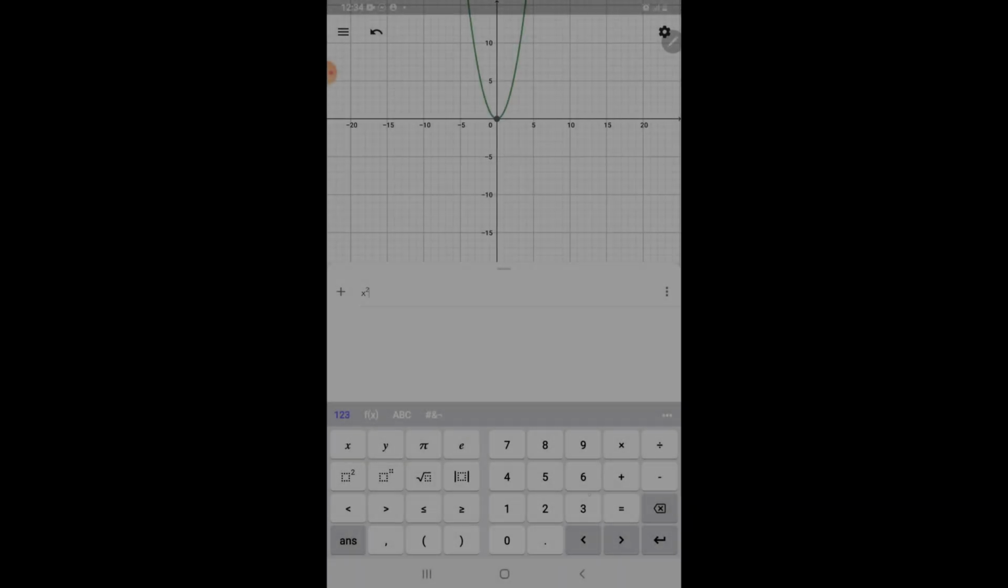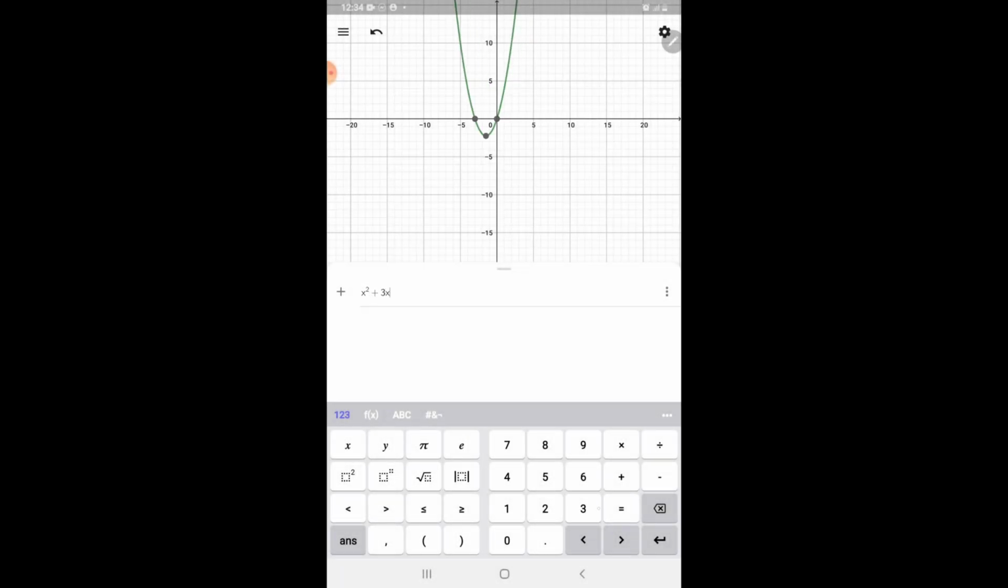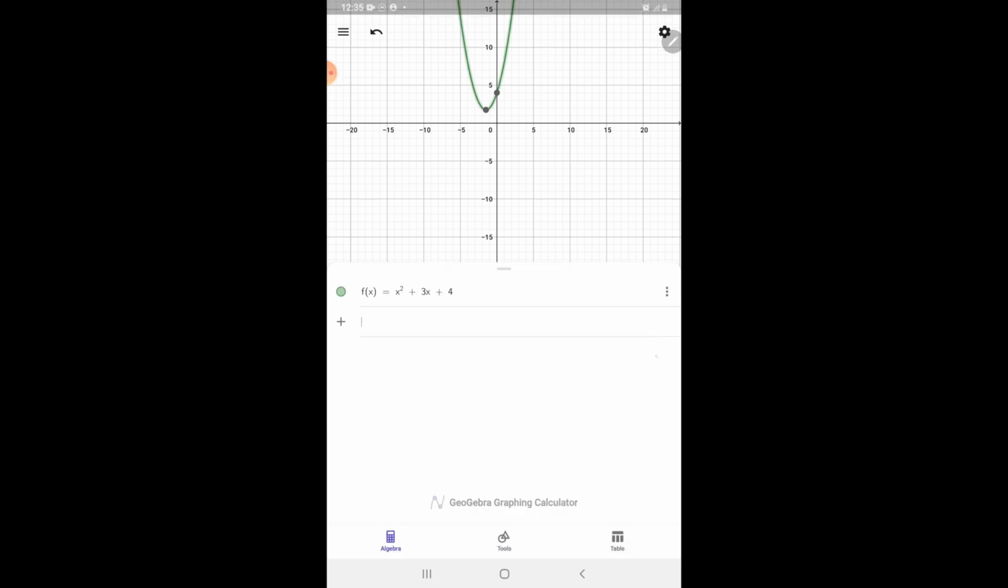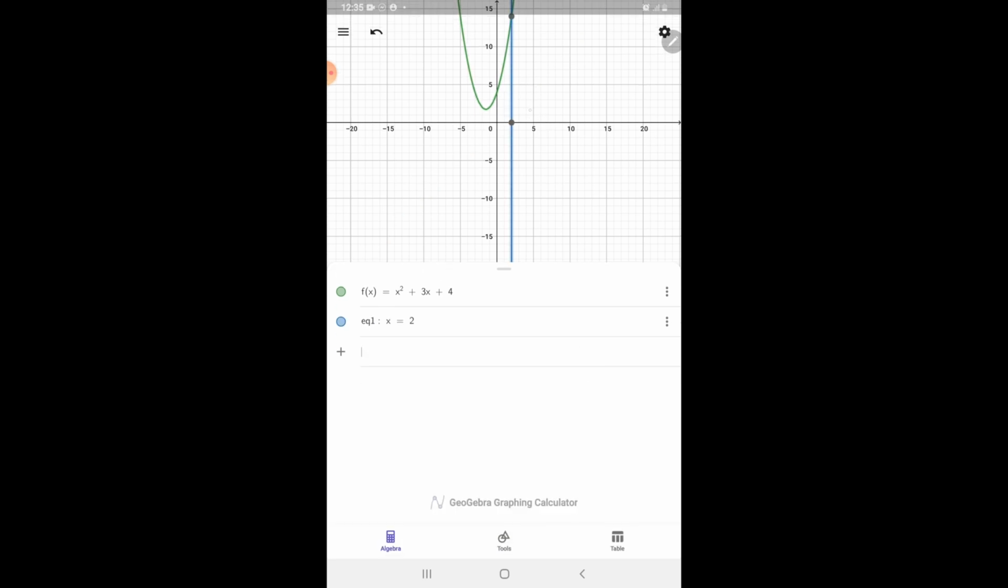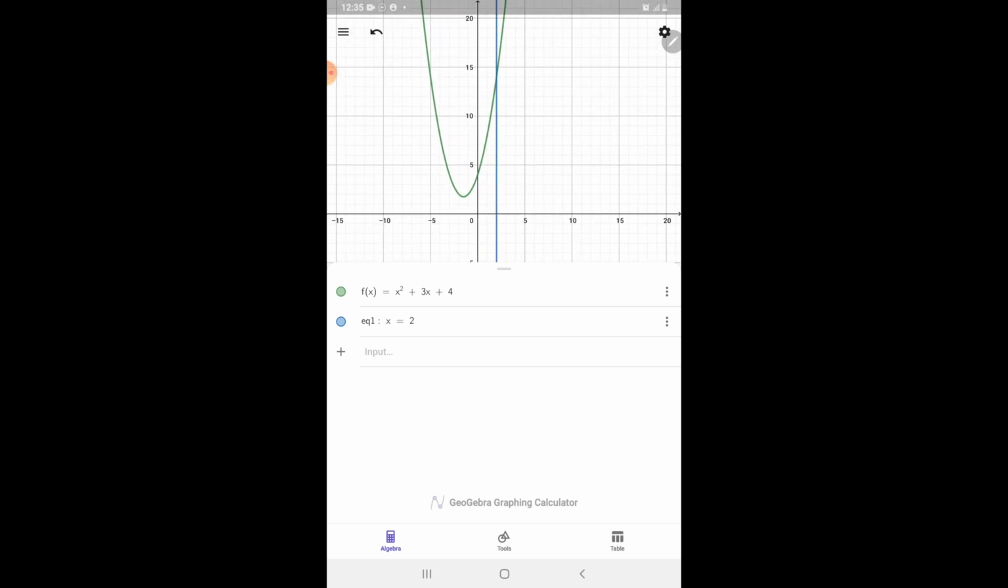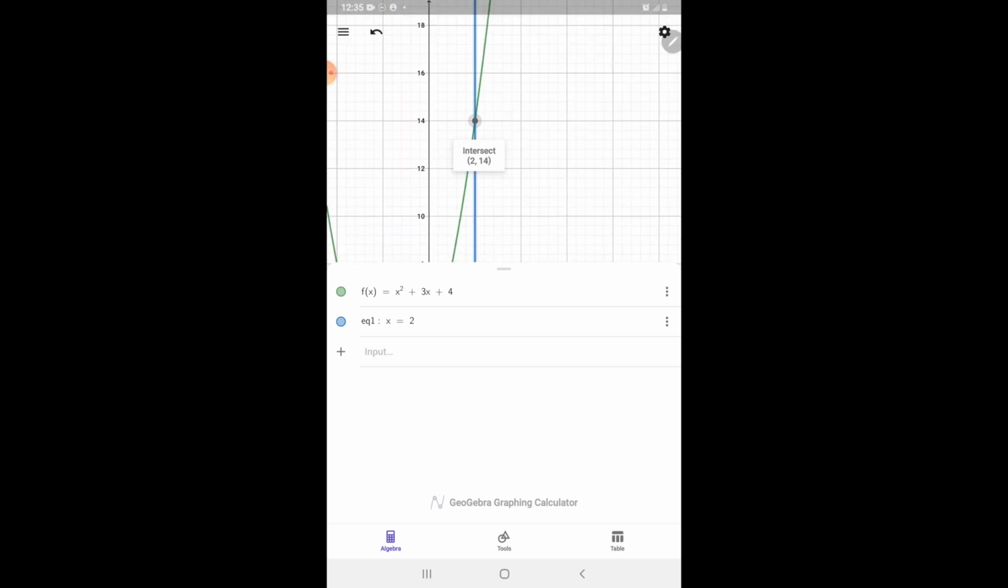So in order to demonstrate the graphical solution of the function x squared plus 3x plus 4, I use the application GeoGebra. Upon inputting the equation, you can see a graph, and the second graph is x equals 2, which is the value of the limit at x equals a, where our a is 2. It intersects at (2, 14), meaning that the function is defined because there is an intersection between the value of a and the function when you substitute the value of a.